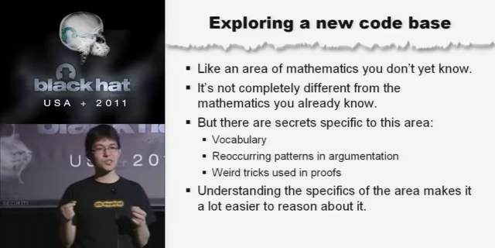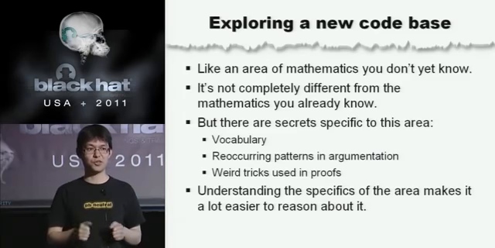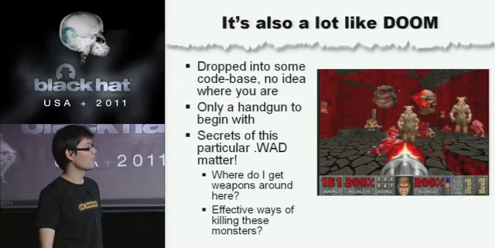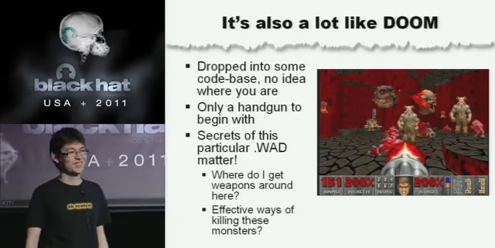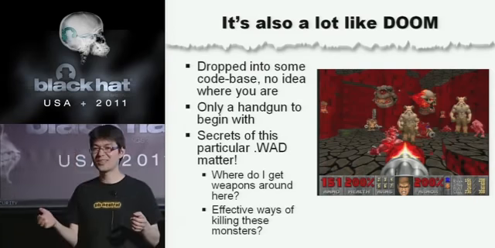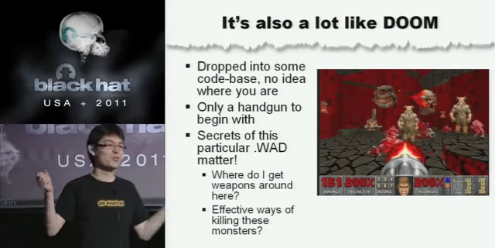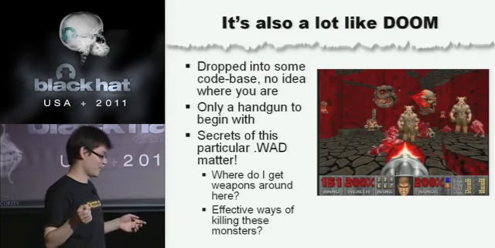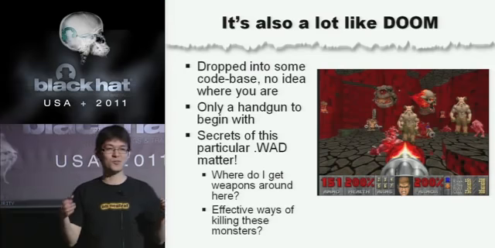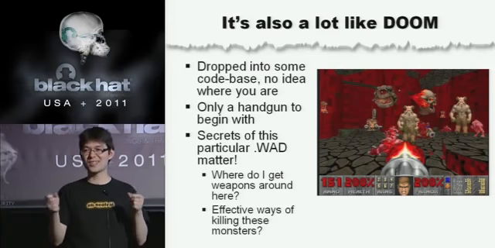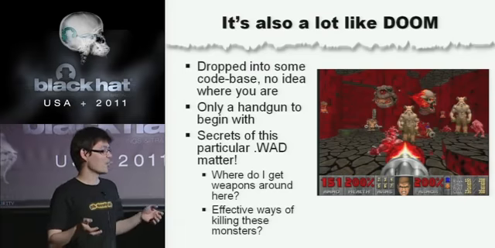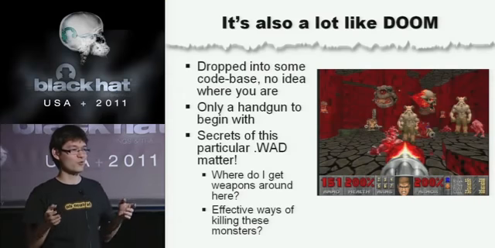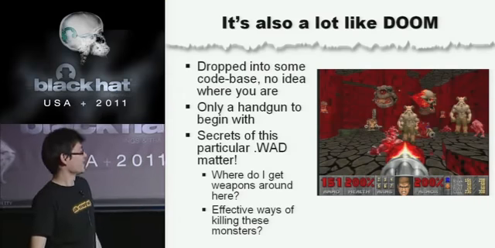And once you start to understand these patterns specific to the code base, it becomes a lot easier to reason about it. If you don't like that image, it's also a lot like Doom. You get dropped into this code base and you have no idea where you are, and all you have in the beginning is basically very shitty tools, a handgun of some kind, and you need to start figuring out what are the secrets of this wad. Where do I find which weapons and how do I use them against which monsters? And if it's a good wad, it's going to be very different from your usual Doom experience, right? Okay.